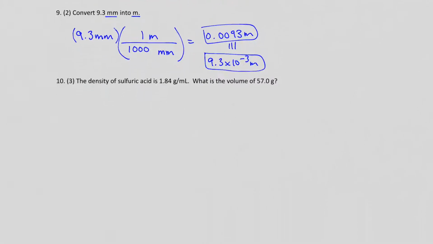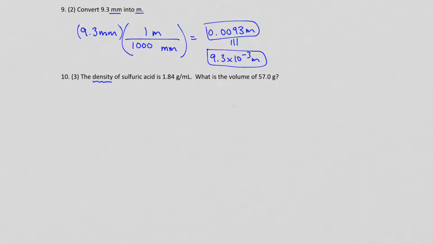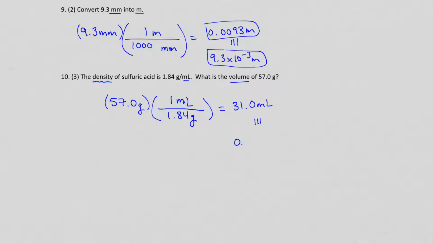Last question is another dimensional analysis problem, so just because we're giving you density, don't get scared. We have 57.0 grams of sulfuric acid, with density 1.84 grams per milliliter. I want the volume. Since we're not specifying a unit for the volume, you can just leave it in milliliters, since it's given in the density. So we write 57.0 grams times milliliters on top and 1.84 grams on the bottom, which comes out to 31.0 milliliters. Or, if you want to be fancy, you can write 0.0310 liters. We'll take either answer.